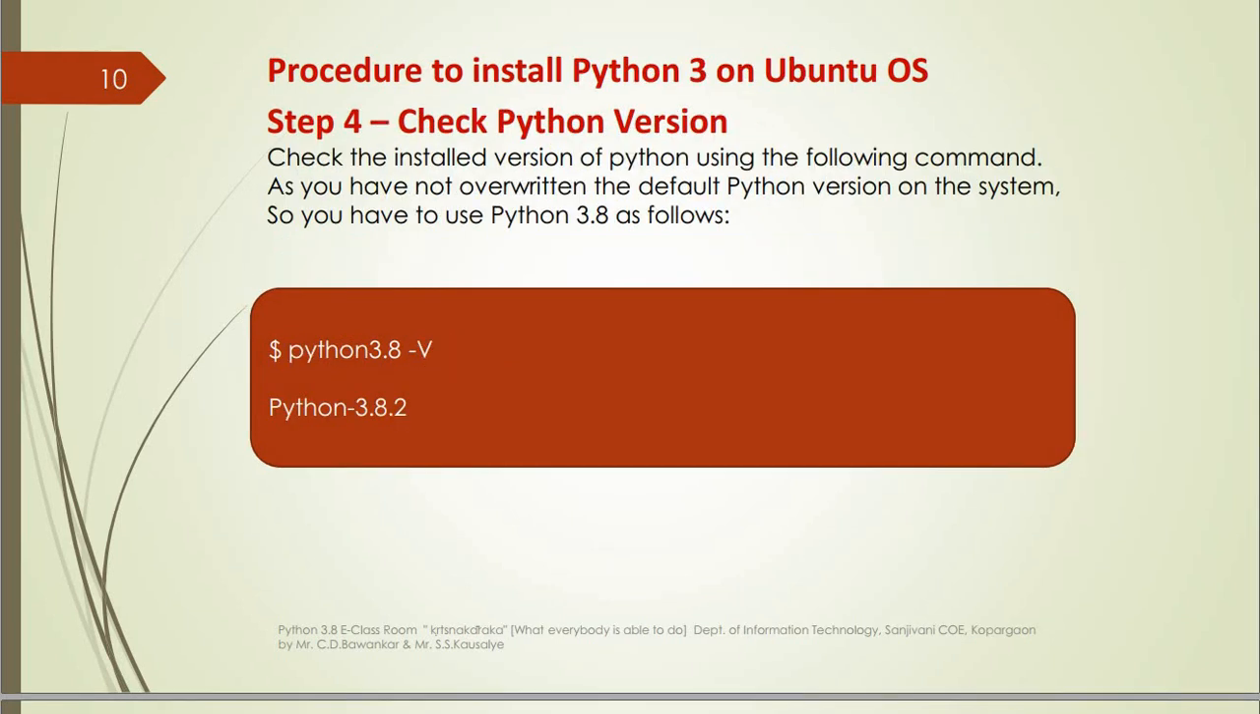Now we have to check what version we have installed. To check the installed version of Python, use the following command. As we have not overwritten the default Python version on the system, we have to use python3.8 as follows. The command is python3.8 -V. Press enter. You will get the prompt as Python 3.8.2.